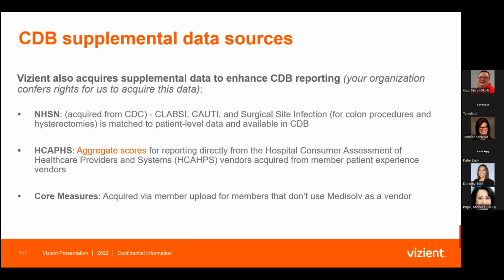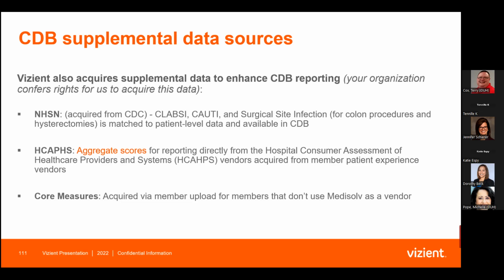From time to time, because of that matching algorithm, there may be a slight case or two off if we're unable to match a case. Maybe for whatever reason that encounter didn't make it into the CDB, but it was in your NHSN reported data. I just like to call that out, because if you're really getting granular and saying, well, we had 3 in NHSN and only 2 in Vizient, that's likely the reason why.